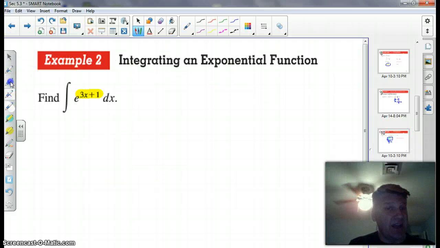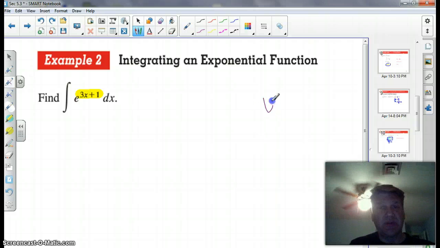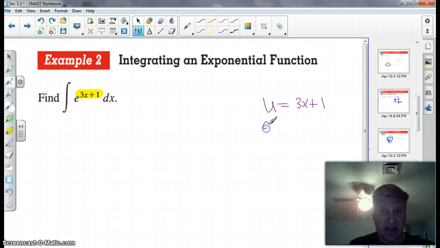For our second example, again, let's try a u substitution. The u substitution says, because the only thing we know is the integral of e to the u is e to the u du, and I don't have e to the u. I've got a funky looking u here. So I'll say u is equal to 3x plus 1. So therefore, the derivative du is equal to just 3.